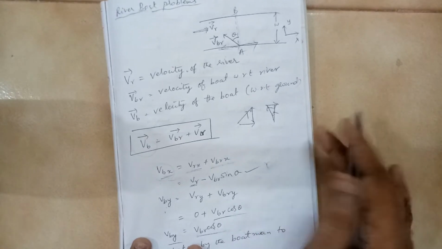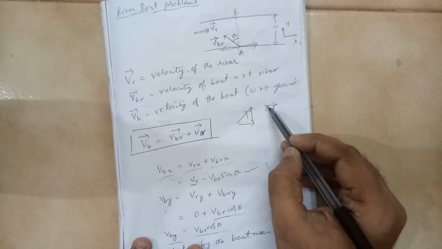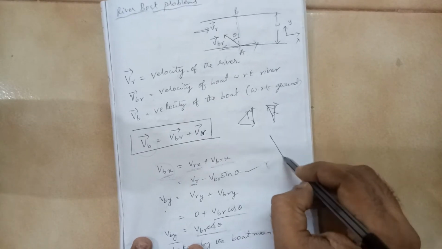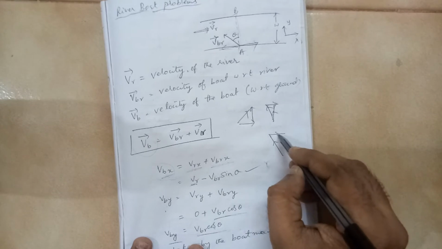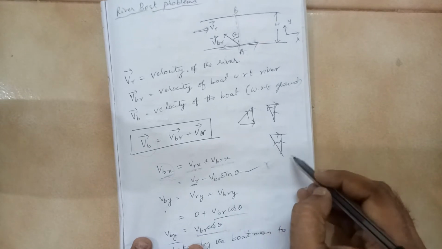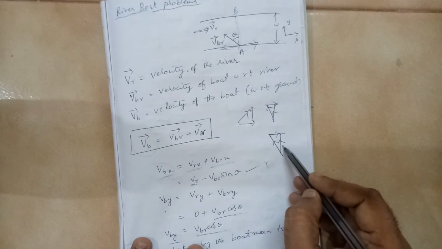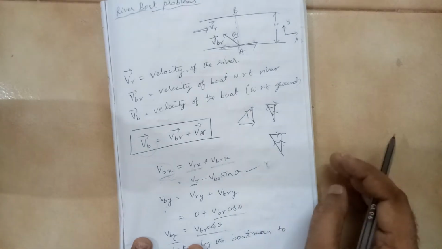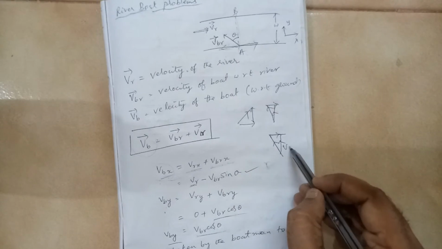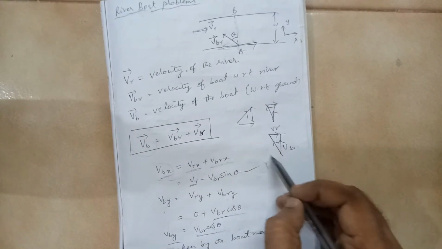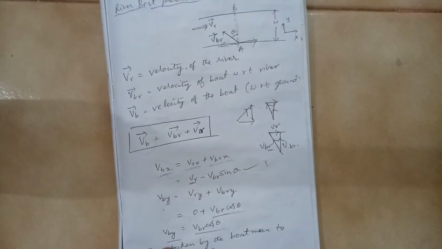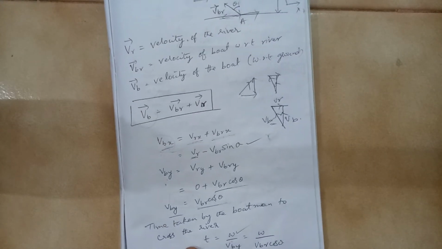So don't fall in. You need to see that tail, head, tail. I am drawing like this. This is VBR. VR is equal to VB. This is my VB, this is my VR, and this is my VBR. From vector algebra also we can prove this.